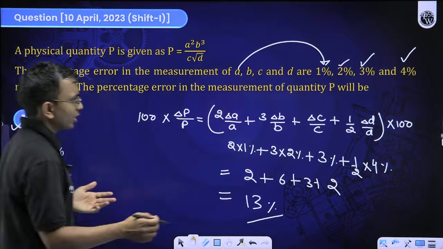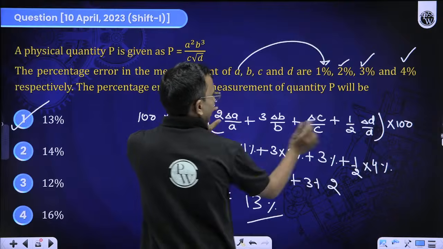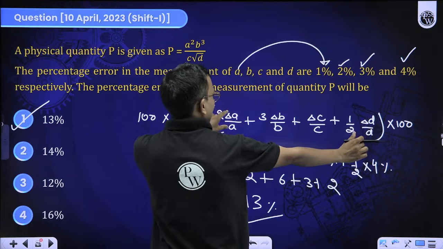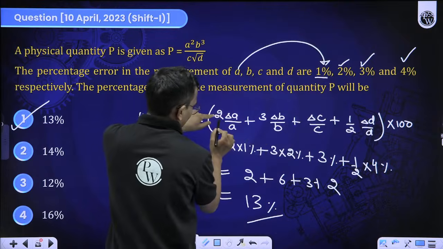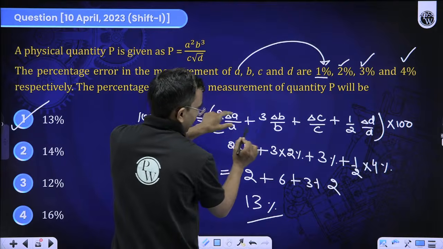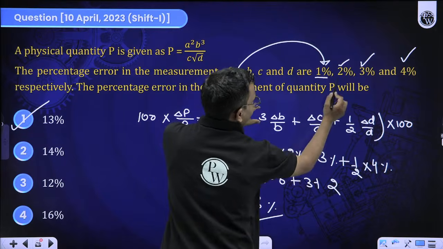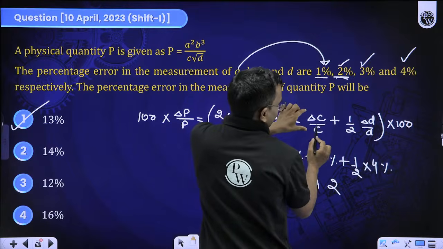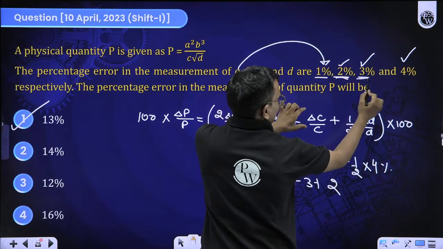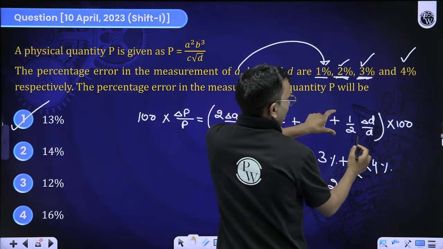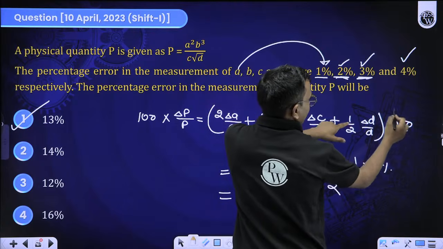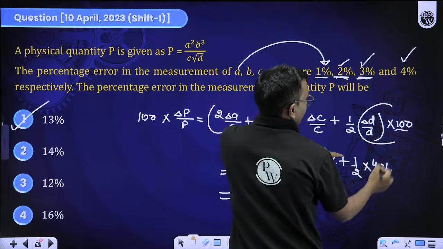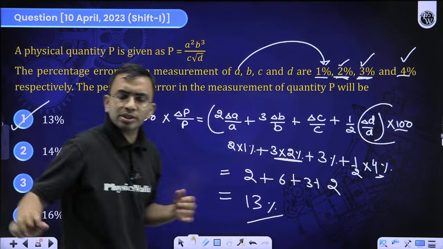Here I am just putting the values: delta A by A into 100 is percentage error in A, which is 1%. So this is 2 into 1% error in A. 3 into percentage error in B, which is 2%, so 3 into 2%. Delta C by C into 100 is percentage error in C, 3%. Okay. 1 by 2 delta D by D into 100 is percentage error in D. That is 4%. Just I am putting that.